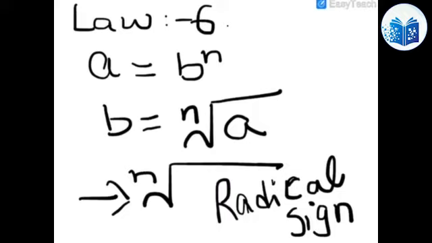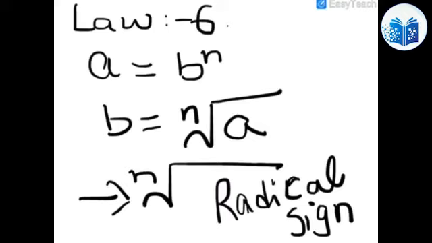and this is law number 6, that if a is equal to b index n, then if we want to calculate the value of b, then b is always equal to the radical nth root of a. When we solve it, I'll write these laws at the top of the page while solving the questions, and you will be understanding them more clearly once you solve the questions.